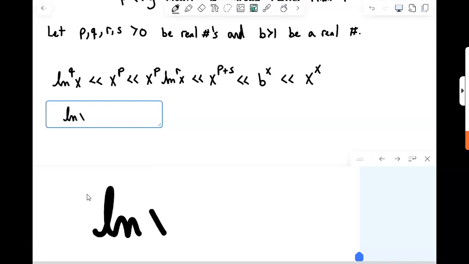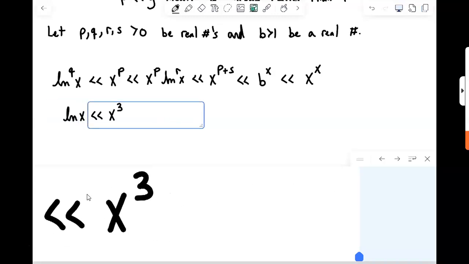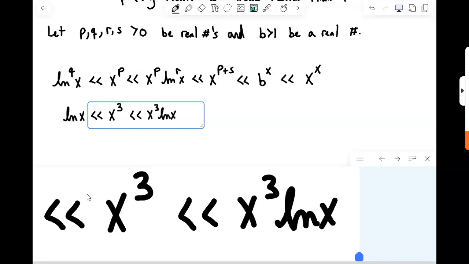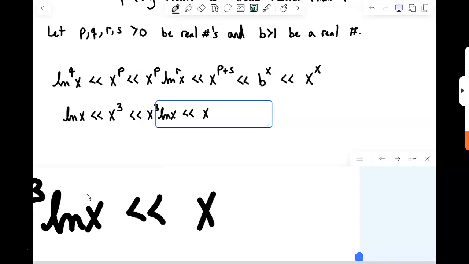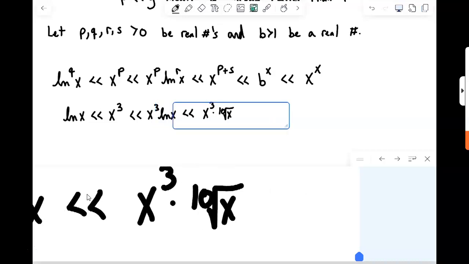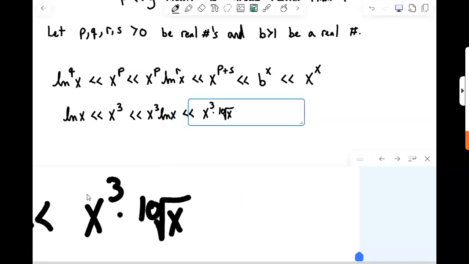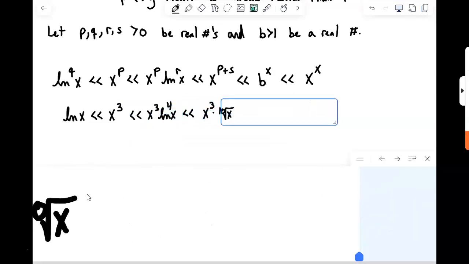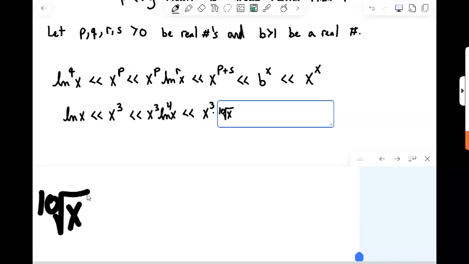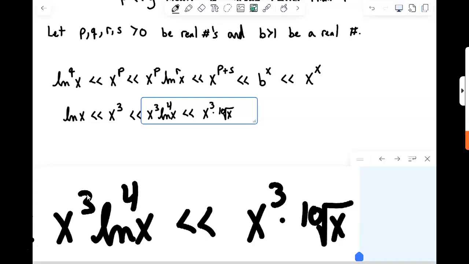For example, ln of x is outperformed by any power of x, so like x cubed. But as soon as you have an ln with the x cubed, ln, although it's very slow, is still enough to outperform the x cubed. However, that would get outperformed by even just having a simple thing like the 10th root of x, or x to the 0.1 power. That would be enough to outperform the ln, even if you had the ln raised to some big power like ln to the fourth. It would not matter. Even that tiny little x to the 1/10 power is enough to overwhelm the ln.